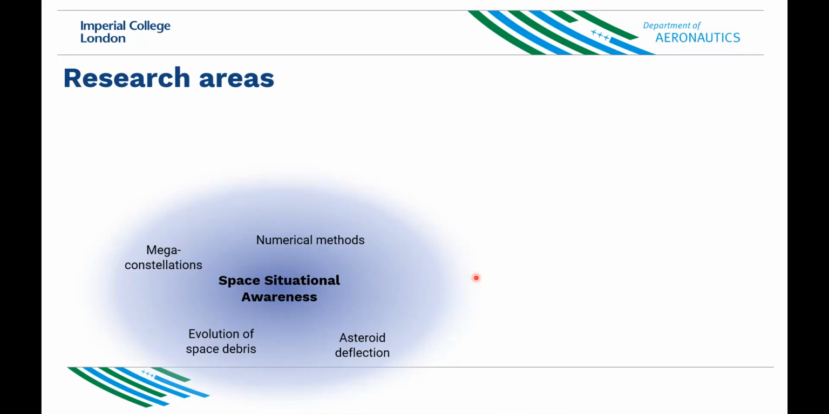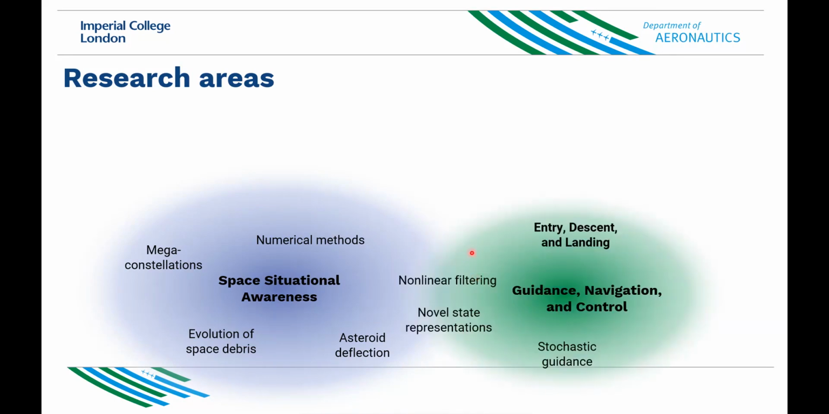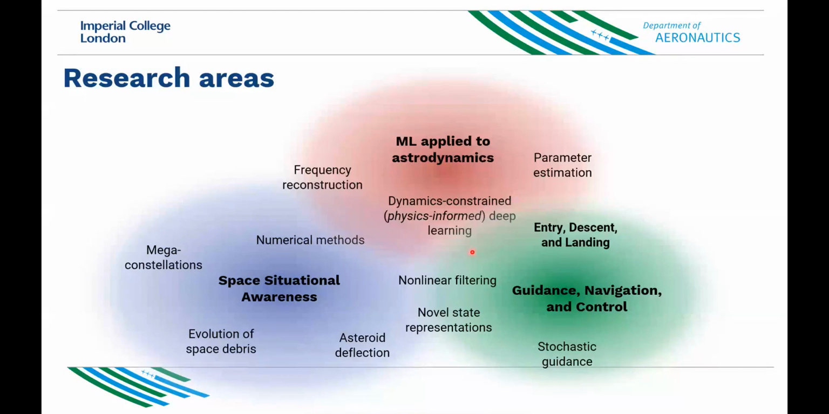My main research areas are, well, primarily space situational awareness. That's, let's say, the research area where I started my PhD. And after that, I gradually expanded into studying guidance, navigation, and control, and also into studying applications of novel machine learning algorithms to problems in astrodynamics. As part of my work in GNC, today, essentially the talk will be about entry, descent, and landing.